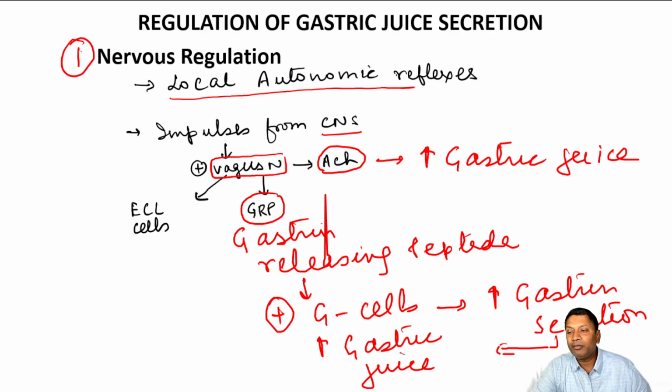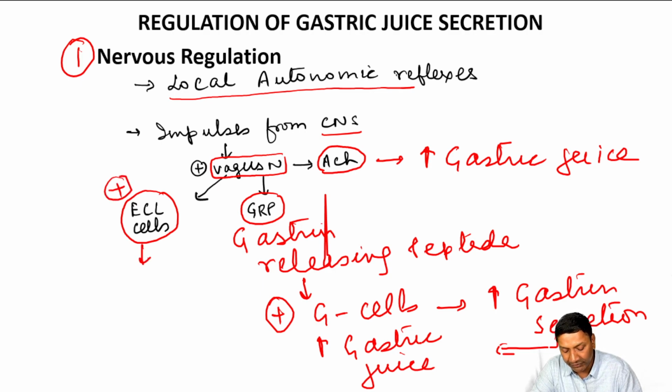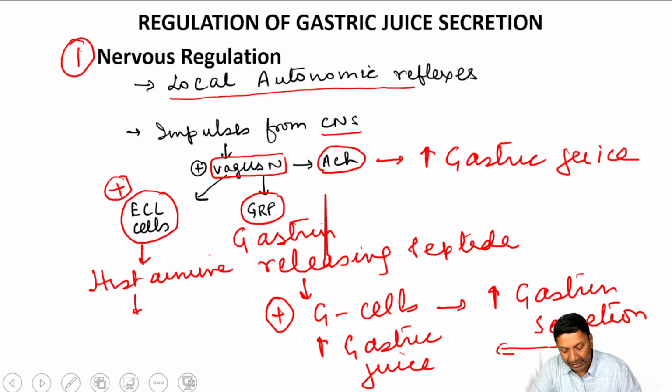Then the third way is that the vagus nerve will stimulate the enterochromaffin-like cells, right? These enterochromaffin-like cells will produce the hormone histamine, right? And this histamine will lead to increase in the gastric juice secretion.